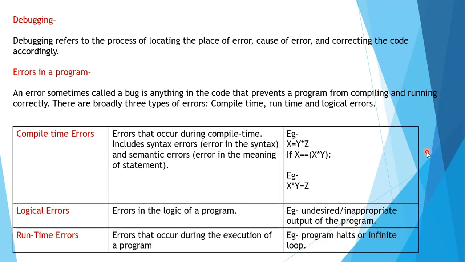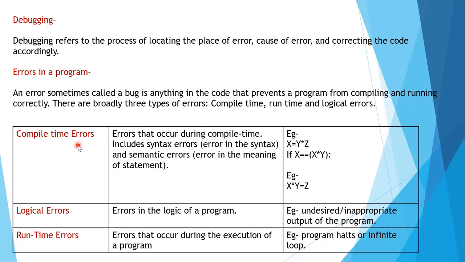Now see, first is the compile time errors. Whatever errors occur during compile time. I've already told you that when you have written a program and you are checking whether the source code is right or not, that is the compilation. Whenever you are writing code in Python, there is no compilation process. It is basically an interpretation.